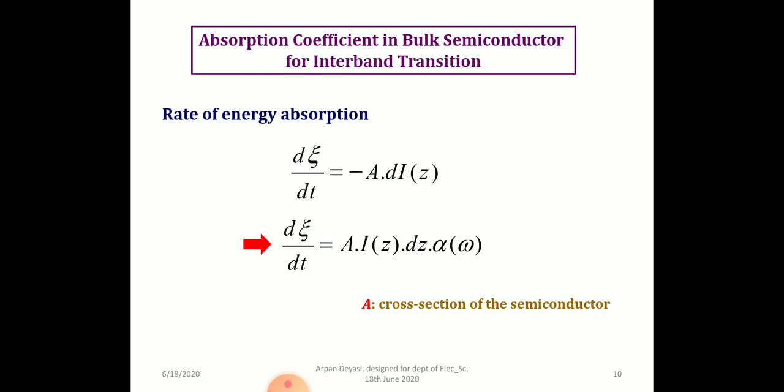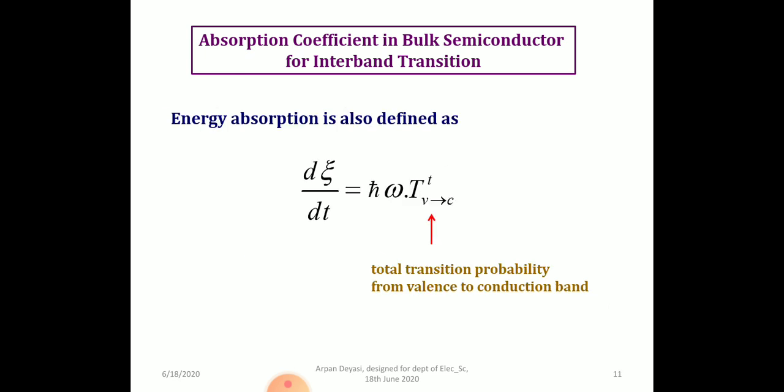And if you substitute Dij from the previous expression, it will be A into I into dz into alpha omega. So it's nothing but a simple trivial mathematical calculation for the interband transition. Now energy absorption, that is also defined as h cross omega into T. Now what is capital T?